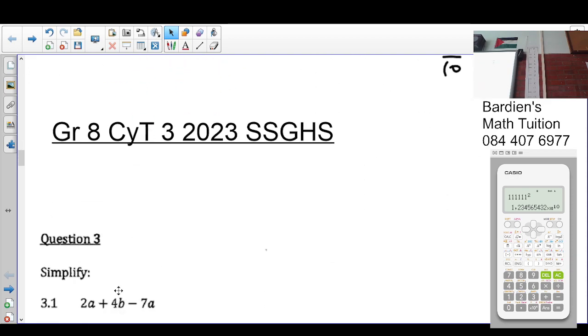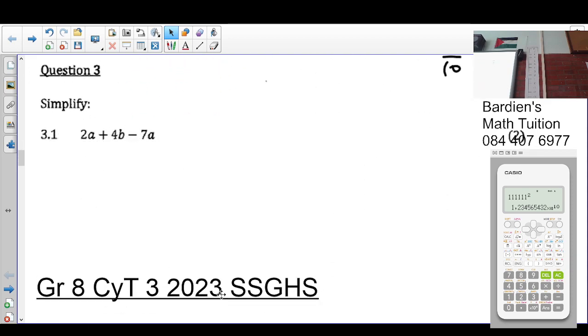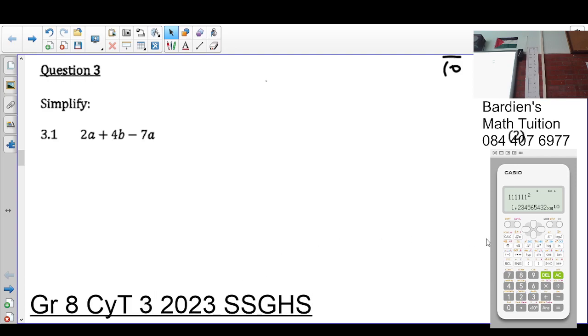Okay. Look at question 3. 3.1. We are told 2a plus 4b minus 7a. So what do we look for here? We look for like terms, not so? So what is 2 minus 7? Negative 5a plus 4b. Can I add negative 5a and 4b? No. Why not? Unlike terms. It's unlike terms, people. So that's your answer there. And not negative 5a squared. Why? When adding and subtracting, the variables stay the same.